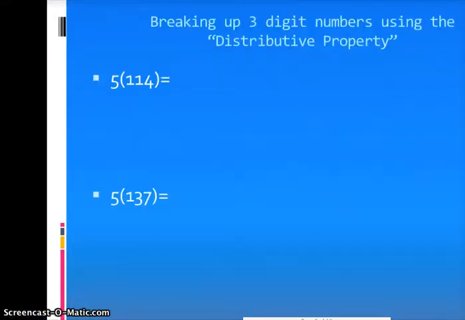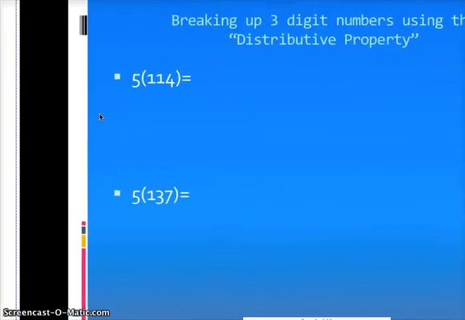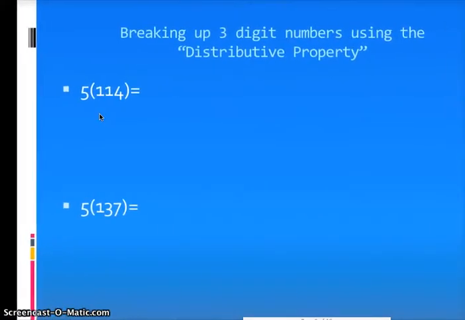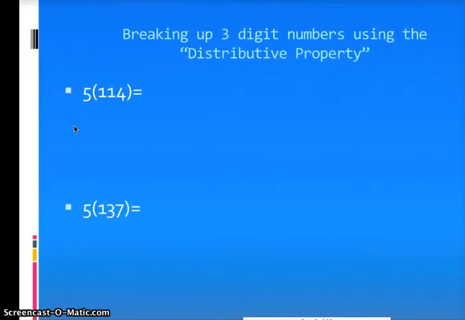Next, we're going to try to break up 3-digit numbers by using the distributive property. 5 times 114. One way to do that, which there are multiple ways, is we look at the hundreds place and we take 5 times 100. That right there is our hundreds place. Next, we add our tens. So we look at our tens, and that's our 1. That's going to be there.